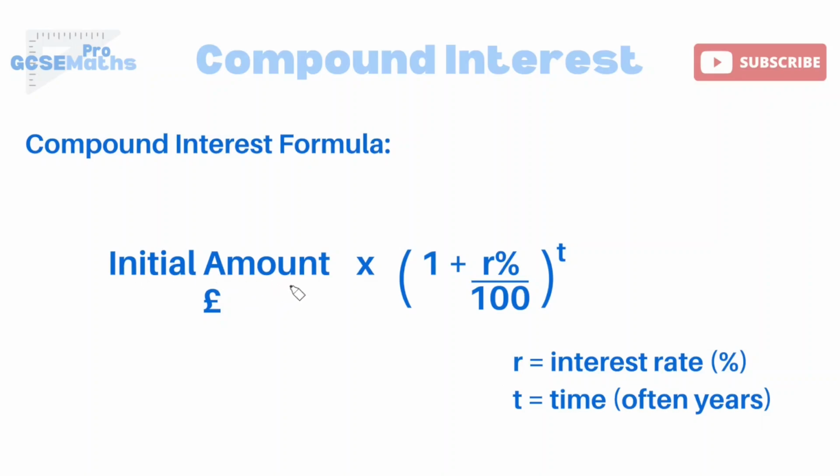I've written the initial amount. We then times it by 1 plus the interest rate over 100. So basically what this means here is just the decimal version of the percentage, right?